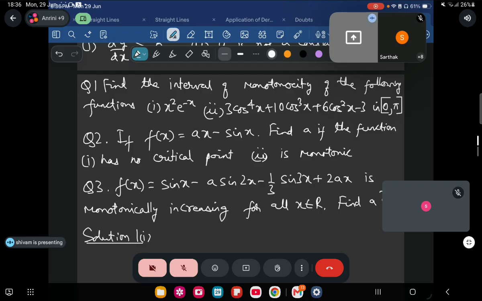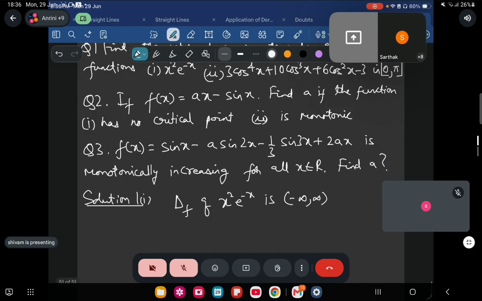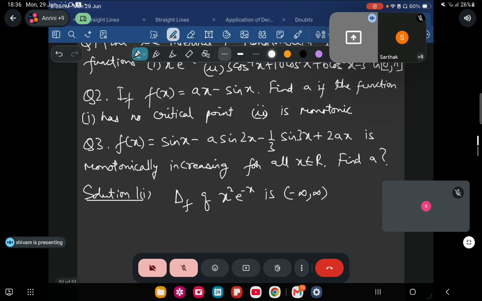So, over here, can you people understand? This function cannot be a constant function. Can this ever be a constant function? Tell me, everyone. No, right? What is the domain of x square into e to the power minus x? Tell me, what is the domain? It is all real, right?